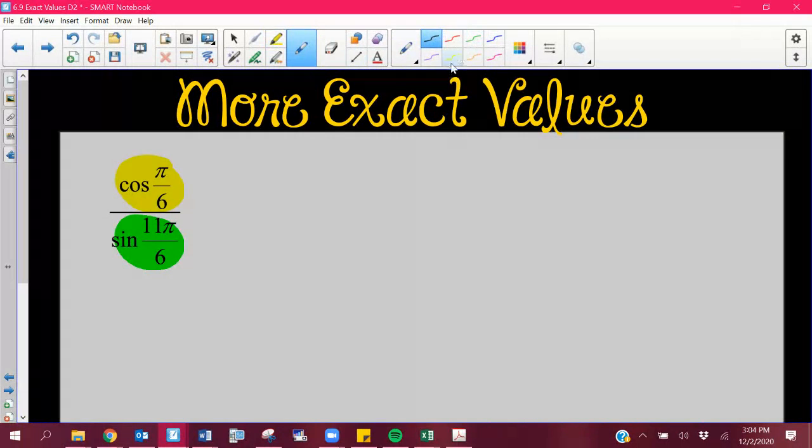So the first thing I'm going to find is the cosine of pi over 6. Then I'm going to find the sine of 11 pi over 6. And again, then I'll just put it in whatever that algebraic expression is. So again, this is just a review of finding exact values. And if you want to use your unit circle in order to find these exact values, great.